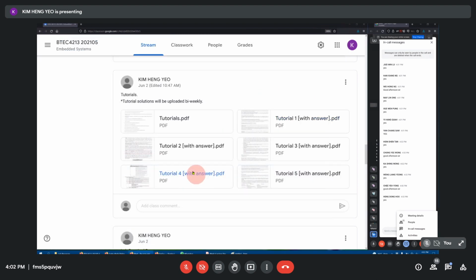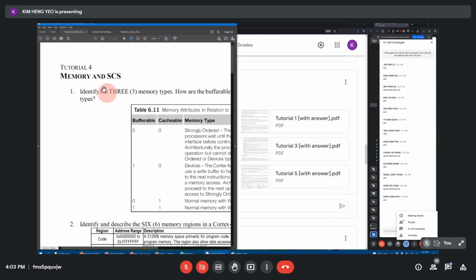Now, we are going to go through tutorial 4 today. Tutorial 1 is on introduction to microcontrollers and embedded systems. We have gone through that. Tutorial 2 is on software development, programming. Tutorial 3 is on processor architecture and interrupts, right? So tutorial 4 is going to be on memory and the system control space, okay?